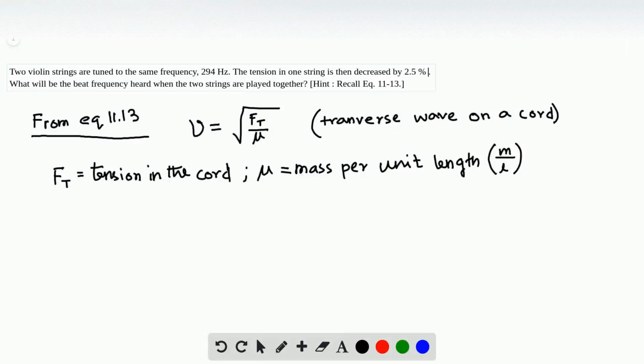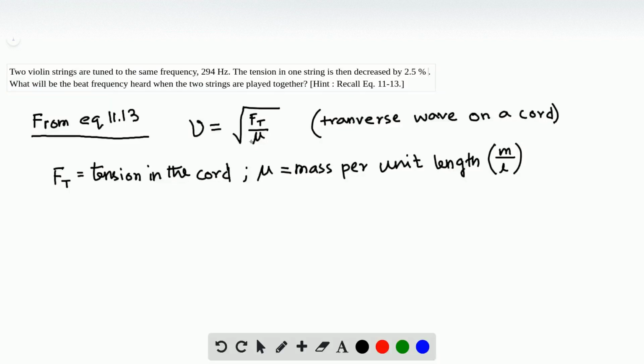So before we begin solving this problem, we need to know that we hear beats when we have a difference in frequencies. Now here we have two violin strings that are tuned to the same frequency at 294 hertz. So we won't hear any beats. But when the tension in one string is decreased, then we'll have some difference in frequencies, and only then will we have the beat frequency. So to begin, if we look at the hint, equation 11.13 gives us this equation right here.